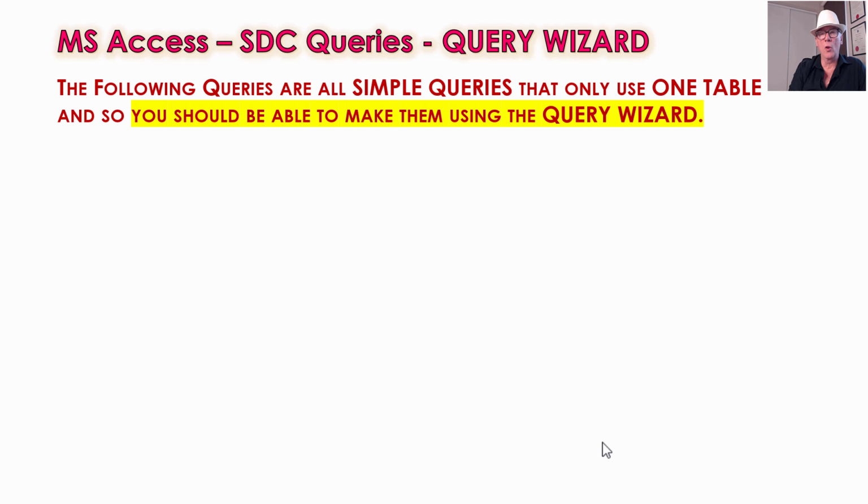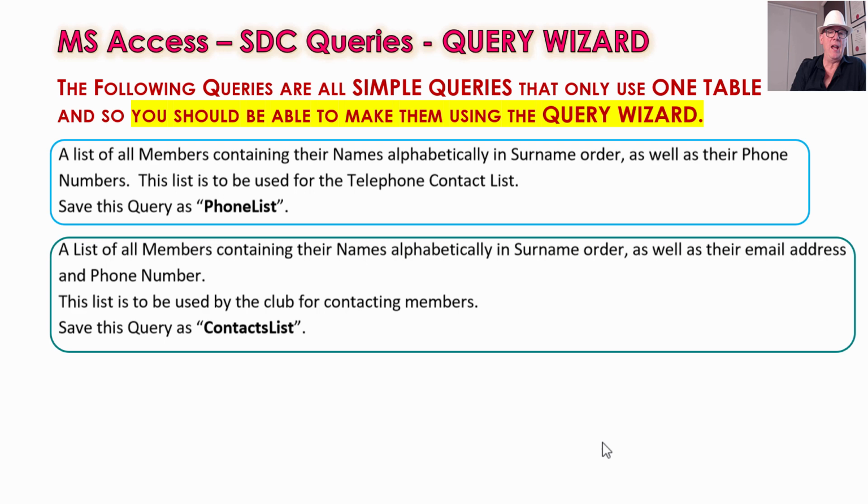The following are all simple queries that only use one table, and you should be actually able to make them now using the query wizard. So go back in the video using the timeline index if you need to see how to use the query wizard again. But we want a phone list. So this time we're getting last name, first name, but not email address. We'll be getting phone list, and make sure you call that one phone list. And the other one, we want to get last name, first name, and both email address and phone number. And that one's going to be contacts list.